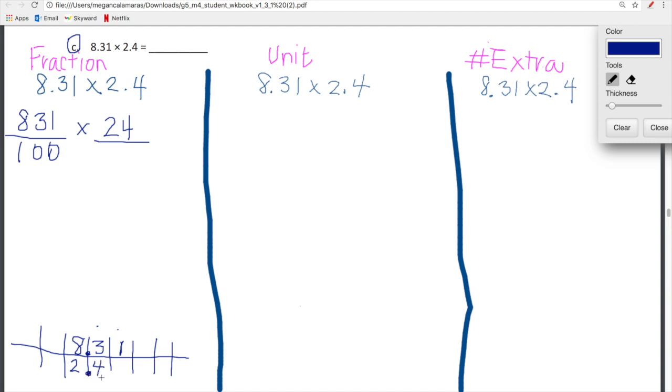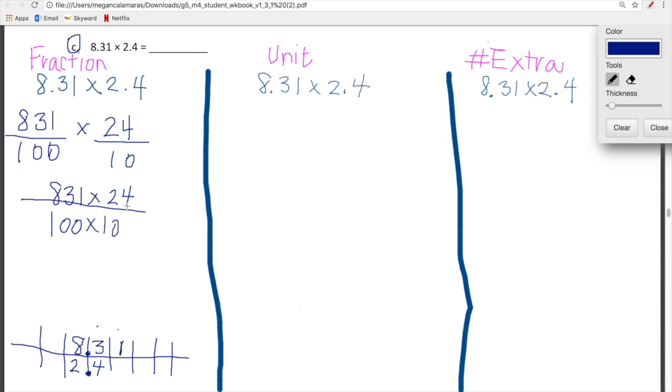Okay, so let's see what that looks like on our place value chart. We're going to look at where our last digit is, and we're going to use that last digit's place value to rename the whole number. So that's 24 tenths. Okay, very cool. So now we just have to do the multiplying. You guys know how to multiply fractions. So we do the numerators first. So it's 831 times 24 up top. And then we have 100 times 10 on the bottom.